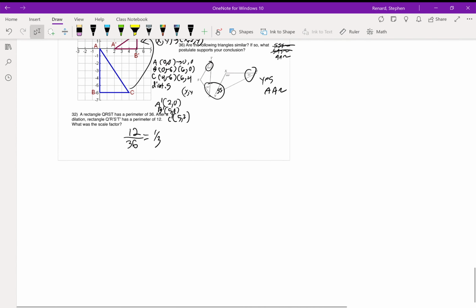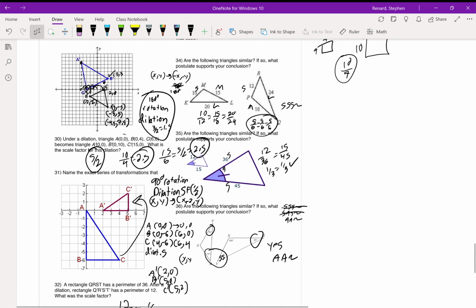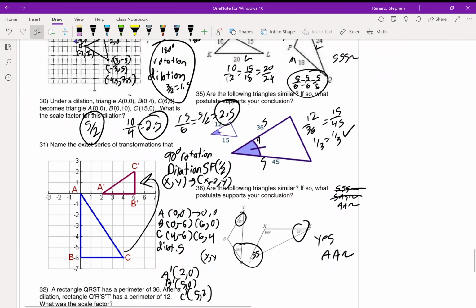And that's it. So if you can do all these, you're going to kick butt on the benchmark and the final. Focus on the stuff you know how to do. Don't get caught up really on the stuff you don't know how to do. If anything doesn't make sense, which I'm sure some of this didn't, especially the higher level multiple transformations or the similarity using the distance formula, that's okay. There are a lot of questions, a lot of points on the test.